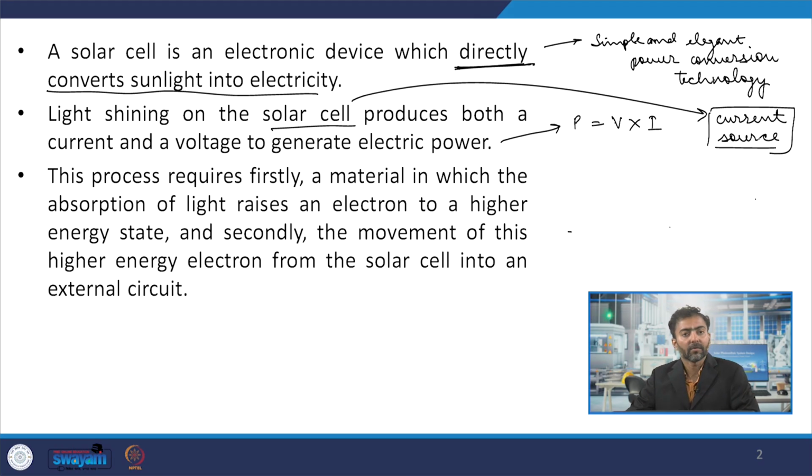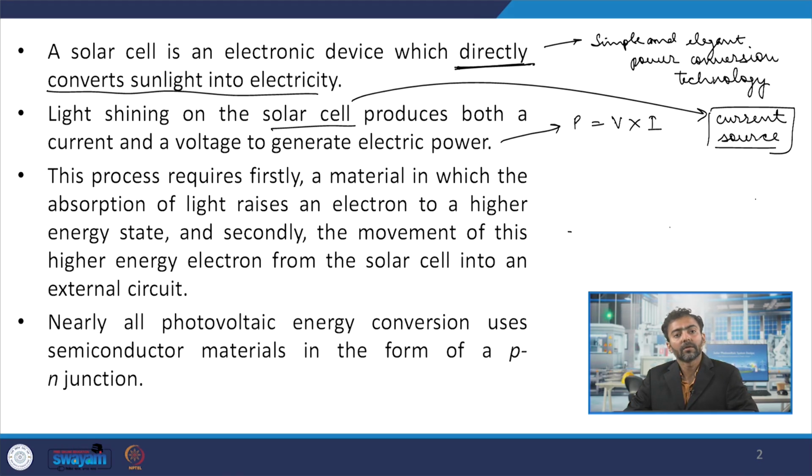If I look at the very fundamental basics of this process, what is happening? This process requires, firstly, a material in which the absorption of light raises an electron to a higher energy state, and secondly, the movement of this higher energy electron from the solar cell into an external circuit. This usually happens through the interesting devices known as semiconductors. Nearly all photovoltaic energy conversion uses semiconductor materials in the form of a PN junction.